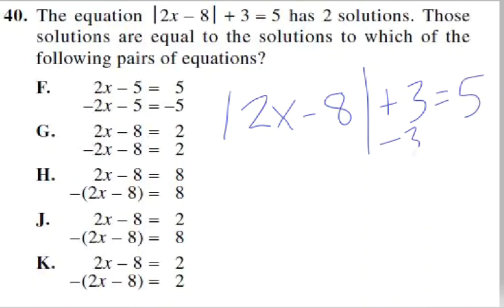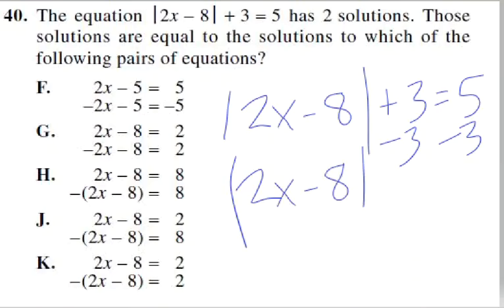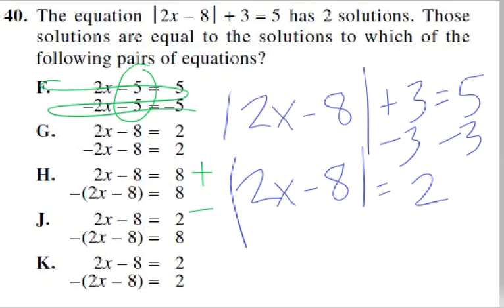But we can adjust a little bit here at the end. We can take this 3 and move it over to the 5. And so we have |2x − 8| still in that absolute value equals 2. And now we know that there is going to be a positive 2x − 8 = 2, and then also a negative, because that's going to be how far away it is from 0. And so if we look at our options, F, it looks like they didn't honor those absolute value parentheses, and they kind of changed it. So we know that that's not going to be the right answer.